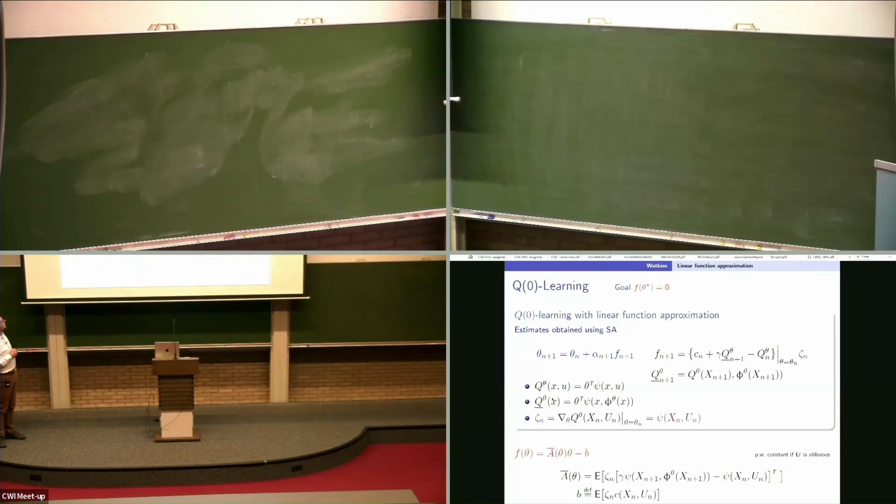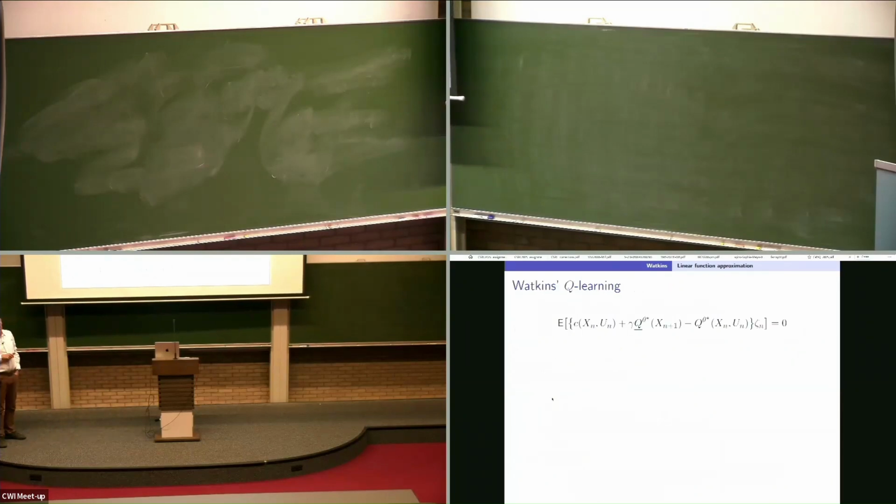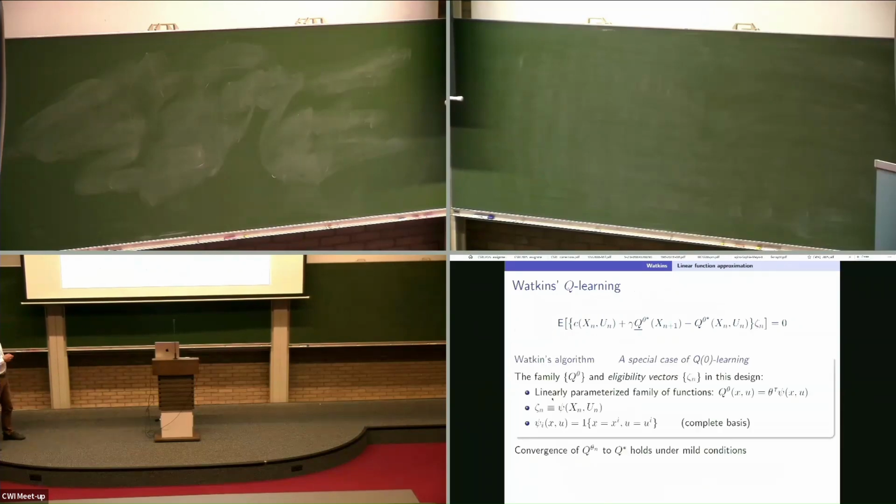Okay, Watkins' algorithm. It's really worthwhile going through this. I've got a linear function class, and I've got the most boring basis in the world. I just take the ith element of the basis to be an indicator function that x equals xi, u equals ui, where xi, ui, i equals 1 to a million, is just an enumeration of all the state action pairs.